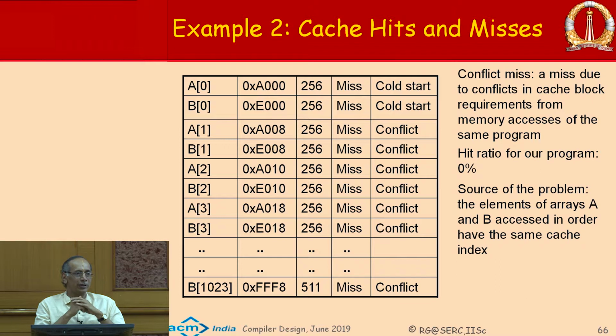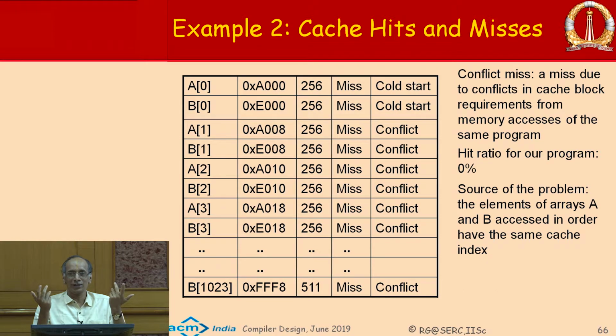Why were the misses happening? Because of the conflict, right? Yeah, go ahead. You are trying to say something. If I do something so that A of 0 and B of 0 go to different cache locations, then there is no problem at all, right? Instead of having 48 elements, if I had 52 elements, correct, they will be offset at least by 1 block. That's actually all that I need.